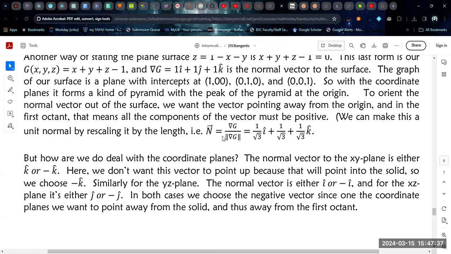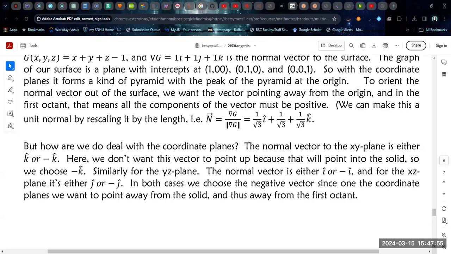We can make this a unit normal vector by rescaling, by simply dividing by the magnitude of our gradient, which was (1, 1, 1). The magnitude of that is the square root of 3, and so we just divide all the components by the square root of 3. Now, what about the coordinate planes?